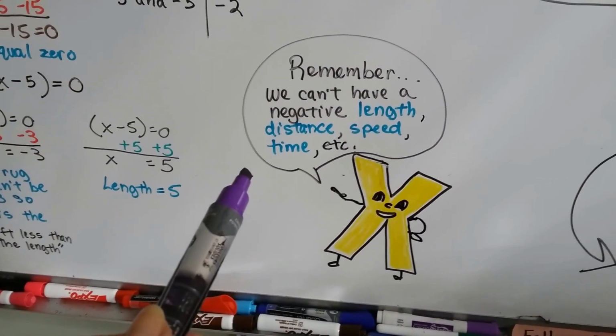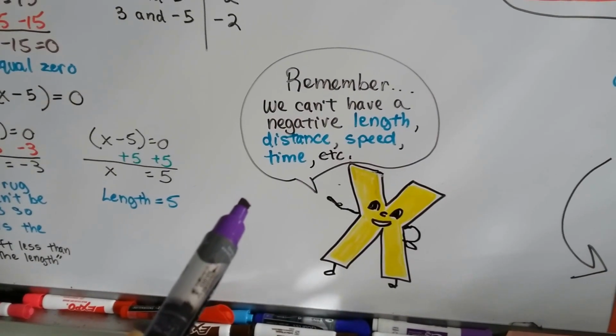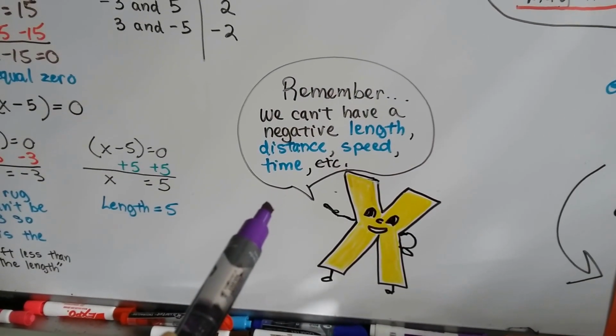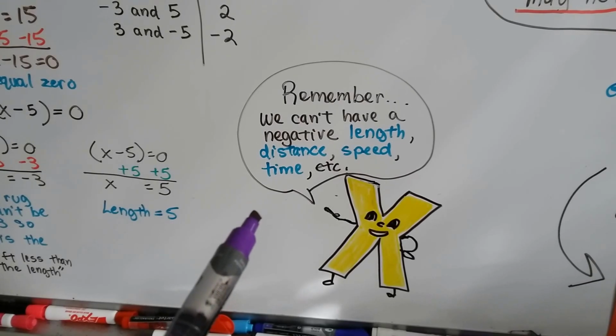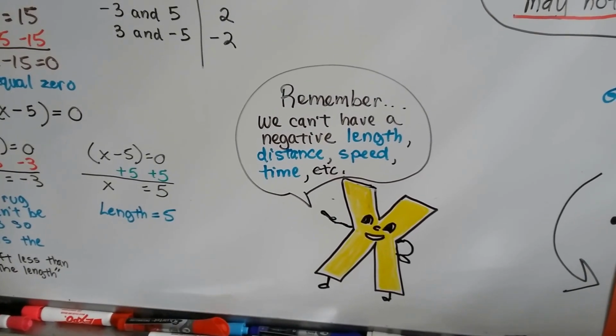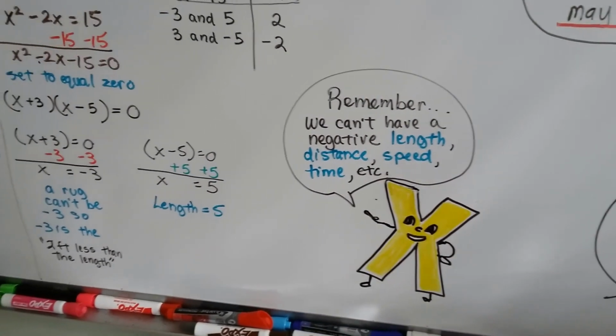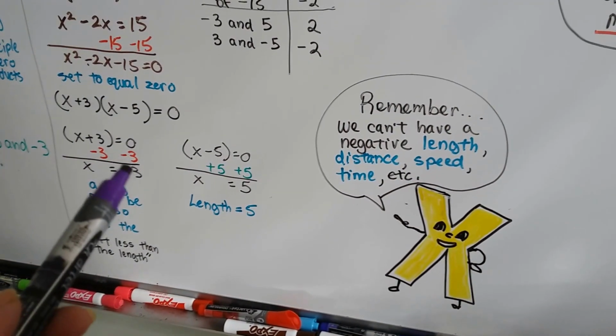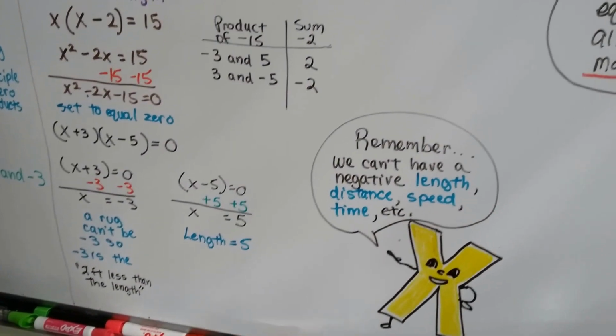So remember, we can't have a negative length. We can't have a negative distance. We can't have a negative speed. A car can't go negative 60 miles an hour. Even if it's going in reverse, it's still going 60 miles an hour. It's just facing the other direction. And we can't have negative time either, okay? So it said negative 3, but that really wasn't the solution, was it?